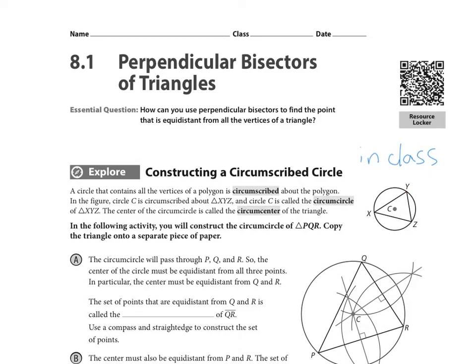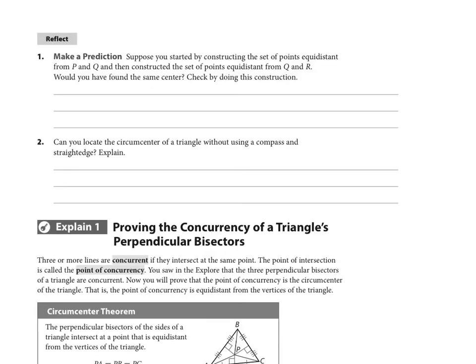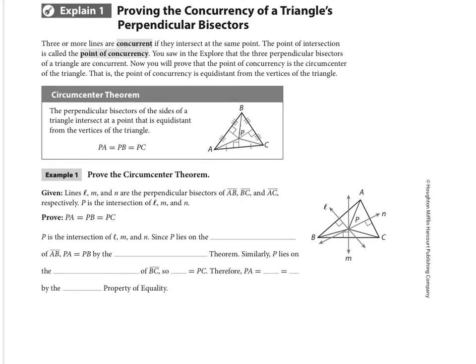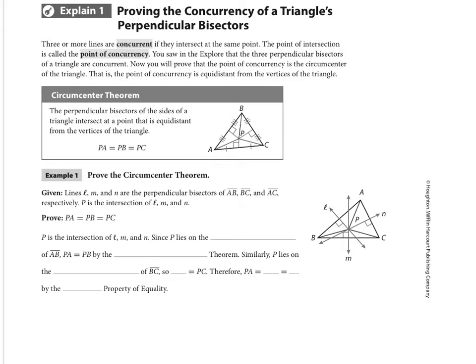So let's go to page 360 next. On page 360, we're here at Explain 1, where we're going to be talking about how to prove what is the center, or the concurrency, of a triangle's perpendicular bisectors.